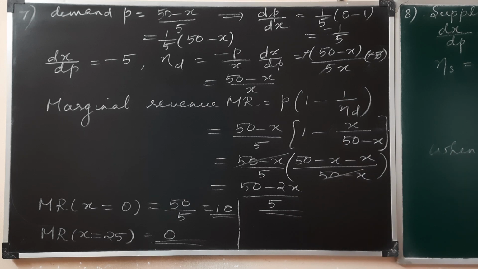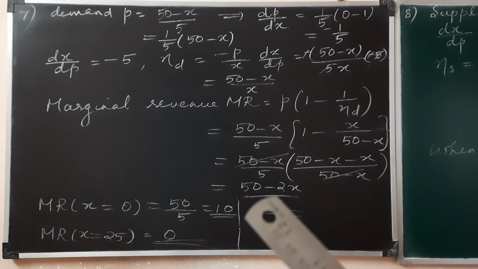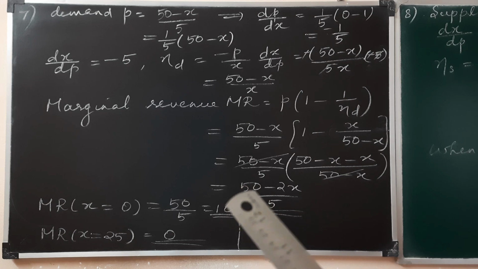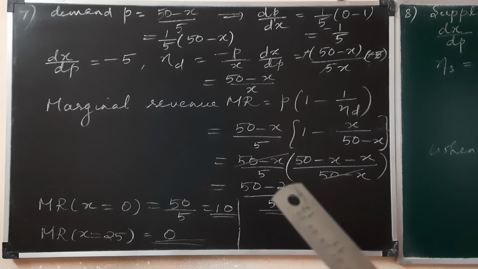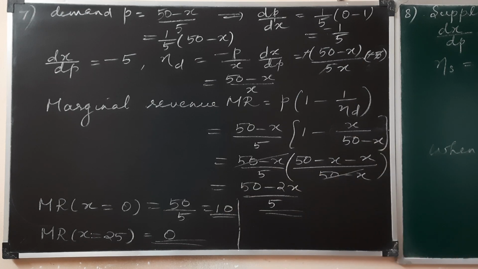And you are asked to find MR when X is equal to 0 and MR when X is equal to 25. So when X is equal to 0, MR will be 50 by 5, that's 10. And when X is equal to 25, 50 minus 2 into 25, that is 50 minus 50, numerator 0. So the answer will be 0.